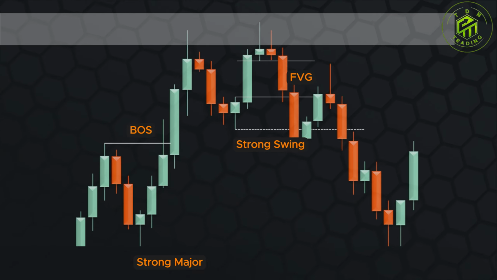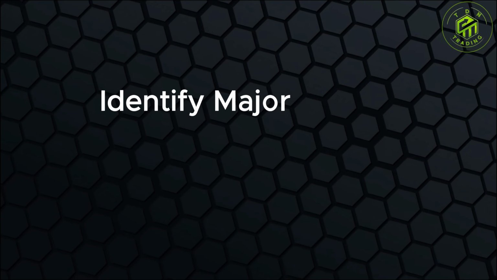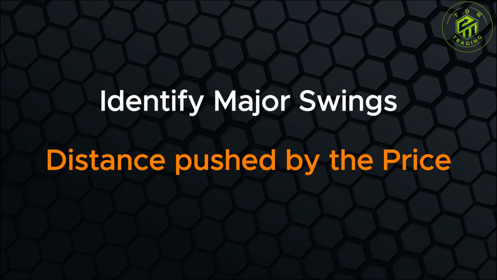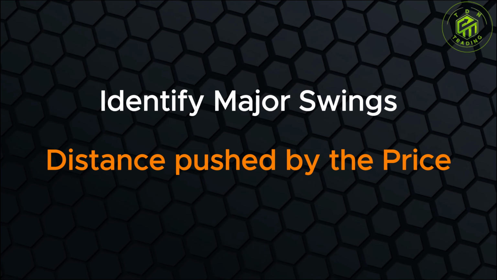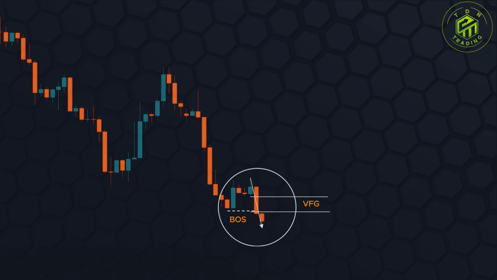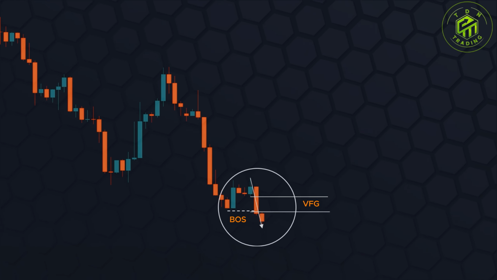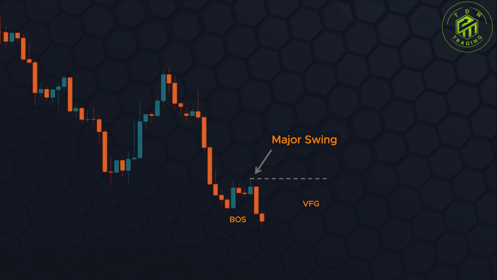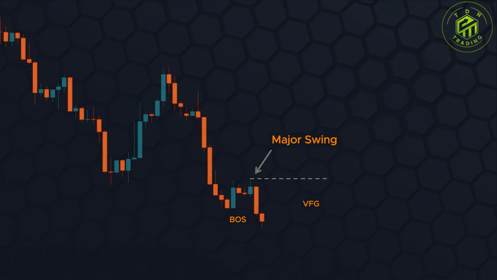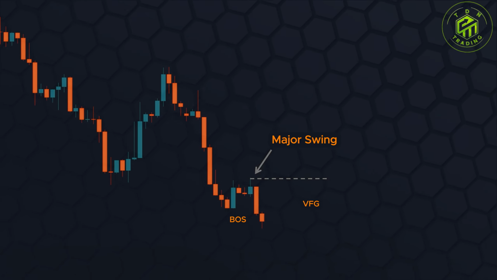Now, let's explore the third and final criterion that helps us identify a major swing: the distance pushed by the price. Look at this example. Here, the latest move has created an imbalance and broken the structure level to the downside. By definition, it is a major swing low. Does breaking above this high represent a valid change of character? If you answered no, can you guess what is wrong with this case?